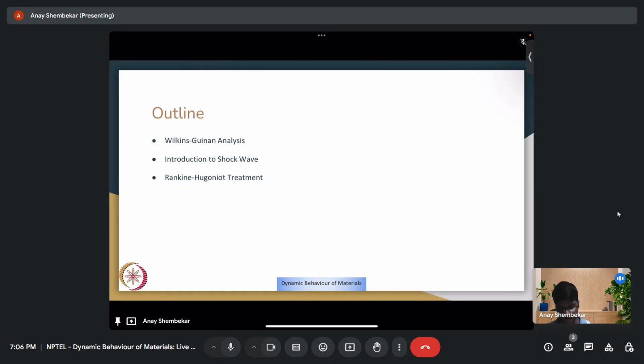we have first looked at Wilkins-Guinan analysis for the Taylor test. Taylor test, if you remember, is for impact of a finite rod on a rigid plate, and from that we try to infer what the dynamic yield strength for the given material looks like. Then we moved into shock waves, a basic introduction of the scene, and finally moving into the Rankine-Hugoniot treatment.